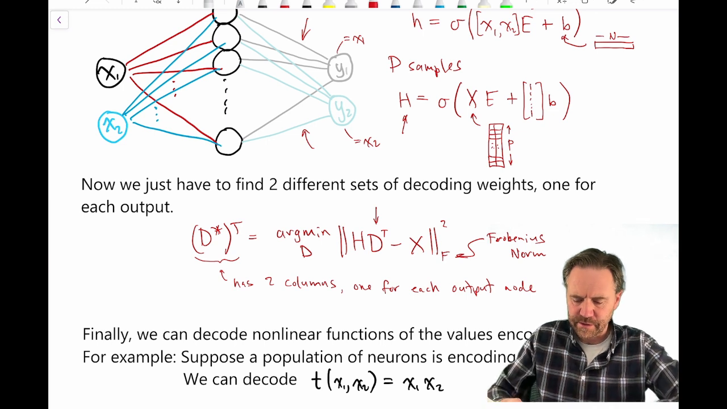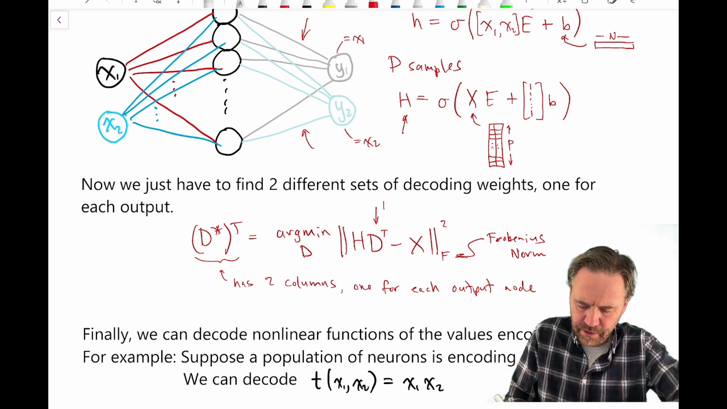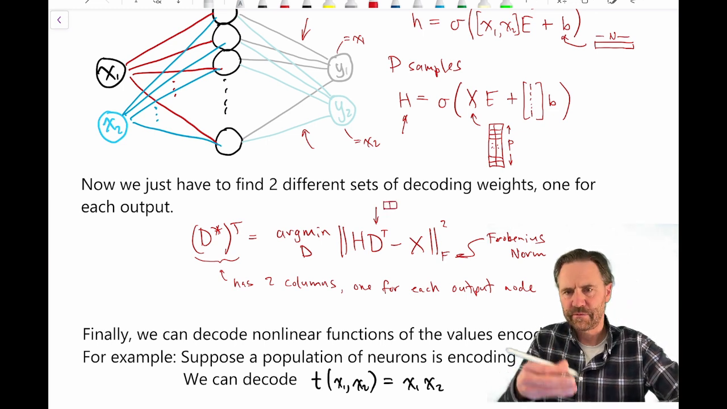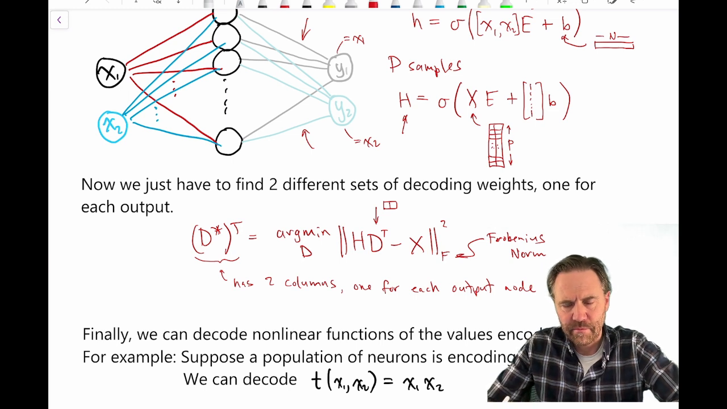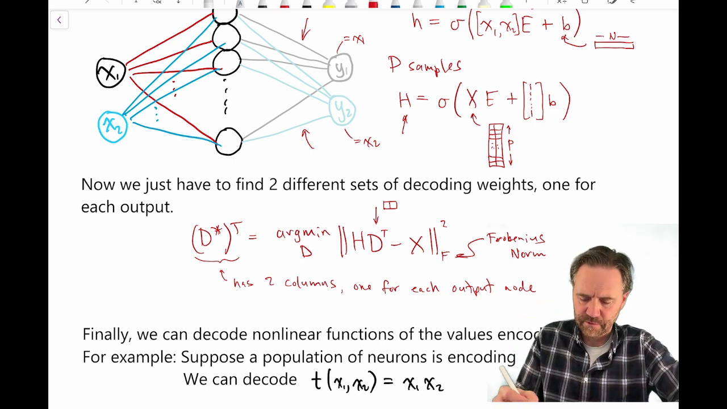Yes, because ultimately we're decoding two vectors. So each row has to decode to a two vector. Okay.